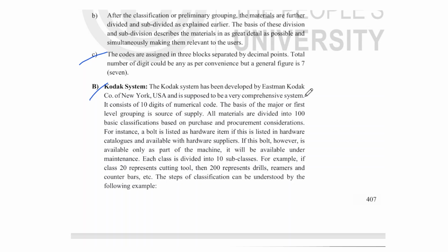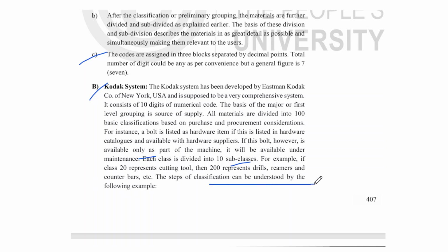For instance, a bolt is listed as a hardware item if it is listed in the hardware catalog and available with the hardware supplies. If this bolt, however, is available only as part of the machines, it will be available under maintenance, and each class is divided into 10 subclasses. For example, if class 20 represents cutting tools, then 200 represents drills, reamers and counterbores, etc.